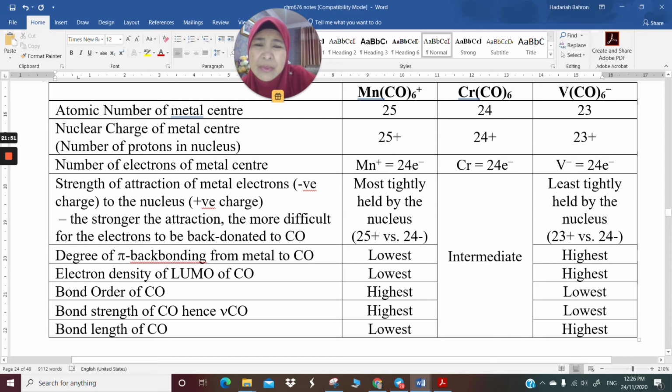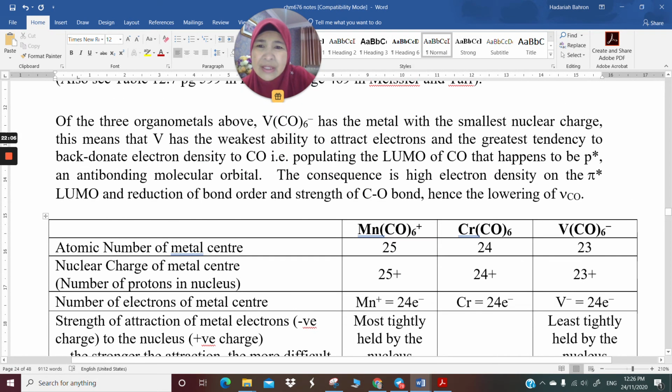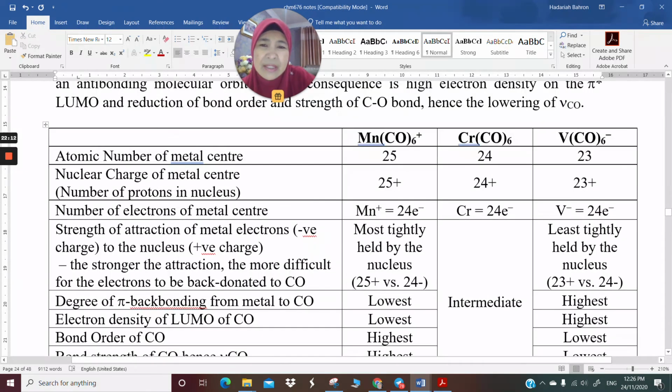Why do we put these three species together? It is because we would like to make them isoelectronic. Isoelectronic means that they have the same number of electrons, right? So let's go through the table. So you are going to be able to see what this paragraph at the top means after we go through the table together. So look at the metal center, manganese, chromium, and vanadium. What is the atomic number of the metal center? If you go through a periodic table, you will find that manganese has atomic number of 25, chromium has atomic number of 24, and vanadium has atomic number of 23.